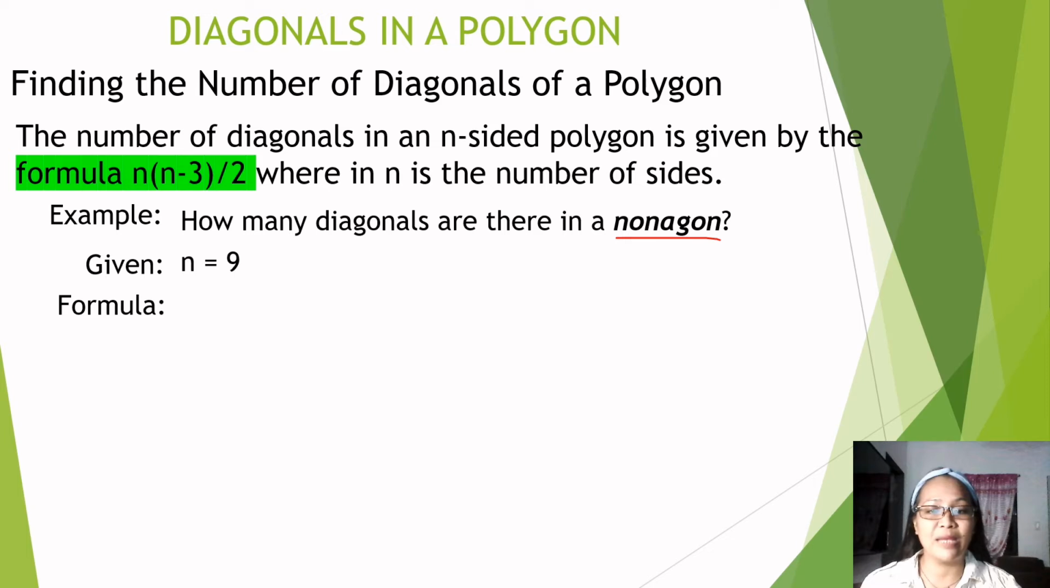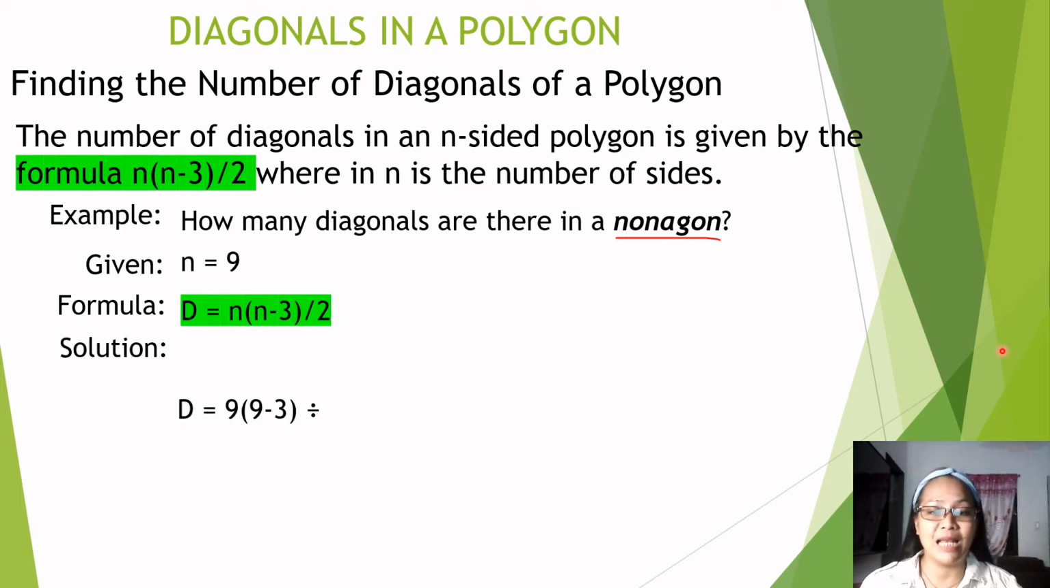Next, for our formula, we just need to copy the formula here. So we have now d is equal to n times (n minus 3) divided by 2. Then after that, for our solution, first we need to copy the formula as our guide and then substitute the given. So we have now d is equal to 9 times (9 minus 3) divided by 2.